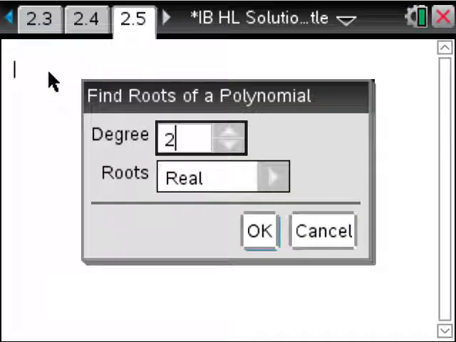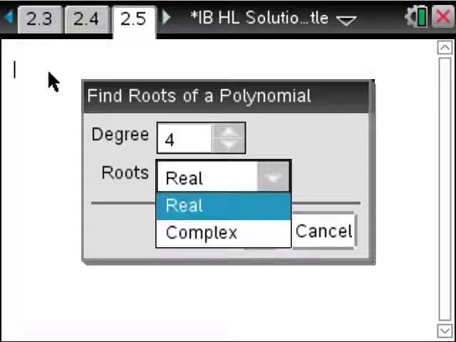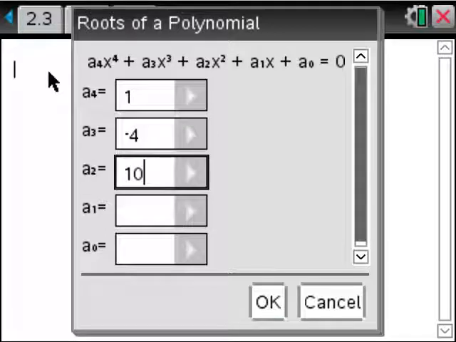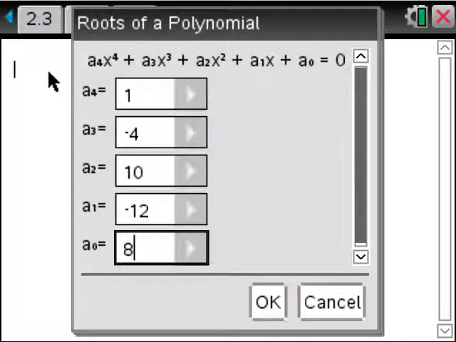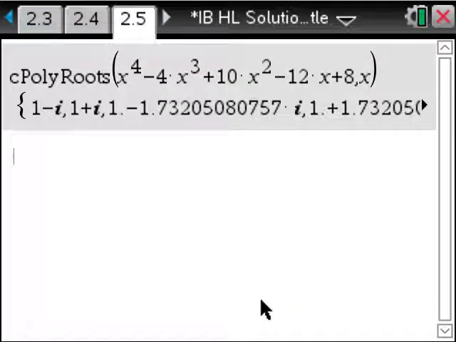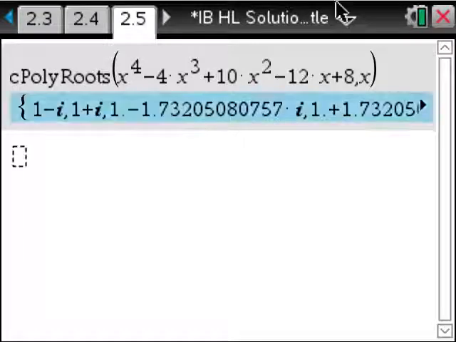The polynomial we've been given is of power 4, we're after complex roots, and if we click OK, the coefficient of the power 4 term is 1. I think the next coefficient is -4, then it goes 10, then it goes -12, and then it goes 8. And that'll construct the polyroots command for me, and when I press enter, it'll pop up numbers which are recognizable. You may recognize v there, and then the complex conjugate of v, and then you've got u there, and the complex conjugate of u. So we have all the points on show, and it's all checked out. We're done.